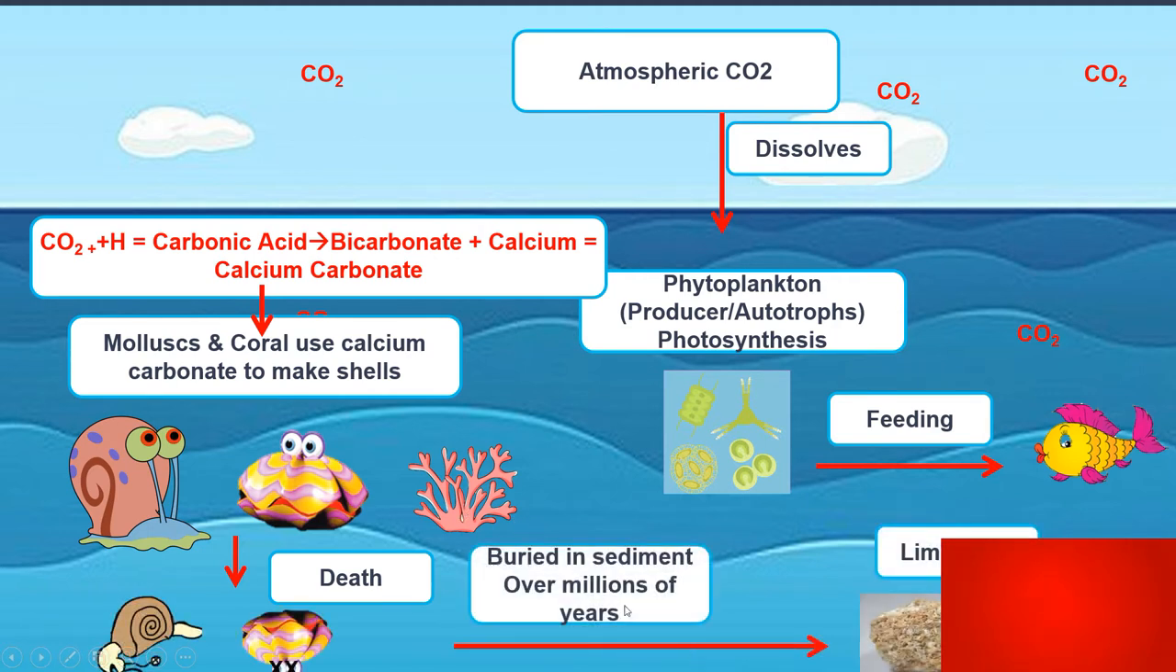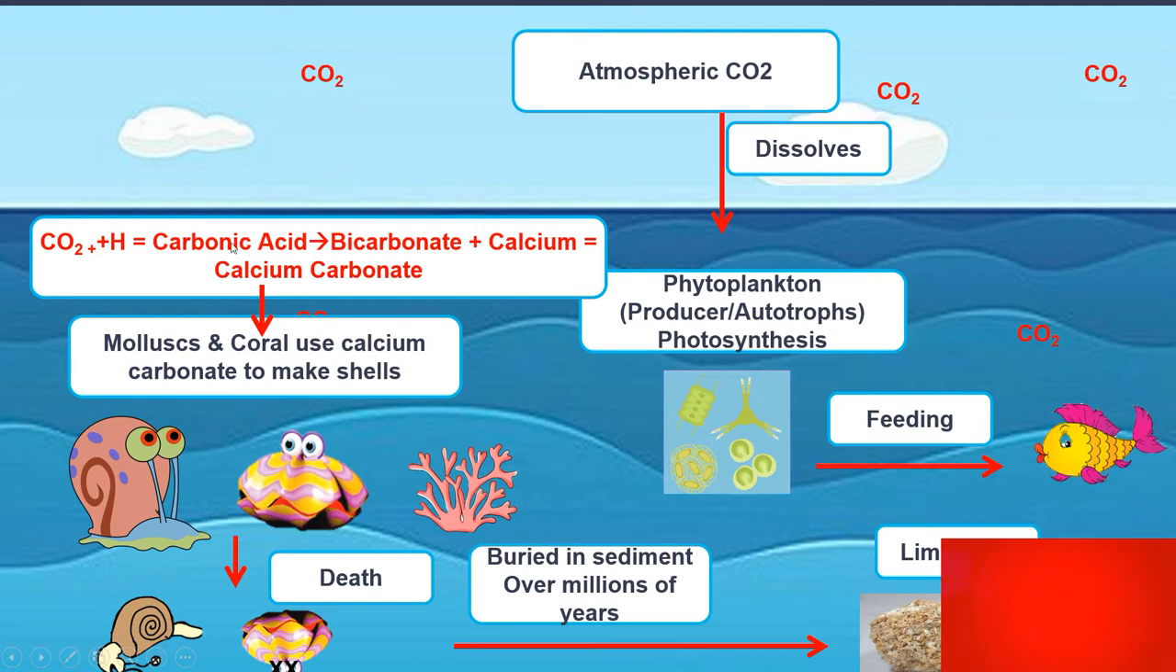But when they become buried in sediment, over millions of years their bodies become limestone, which is probably familiar to us here in Texas. We are sitting on one of the larger limestone deposits in the country. That means that millions of years ago, Texas used to be ocean. Basically, that's the only way it could have gotten there.